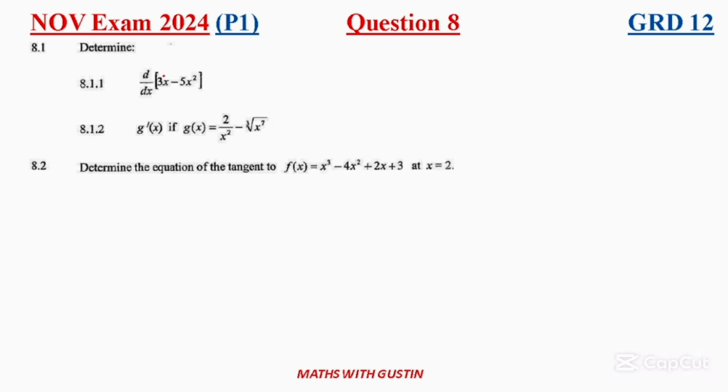Alright guys, here is question 8. Let's have a look at 8.1. It is a calculus question here. So 8.1.1, it says here, take the derivative of 3x minus 5x squared in terms of x.